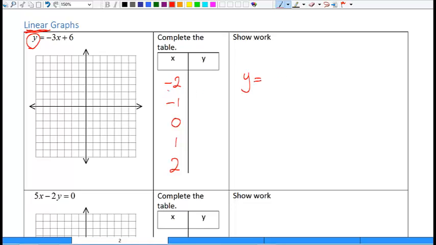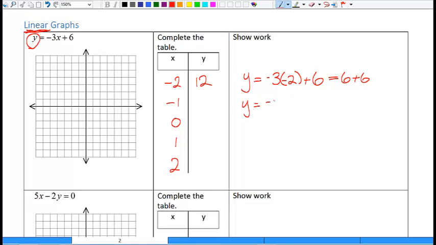So in the first part, I'm going to plug in values to x. Why do I plug in -2 to +2? Because I have to start with something. So I'm going to start with -2. So I have -3 times -2 plus 6, which is equal to 6 plus 6, or 12.